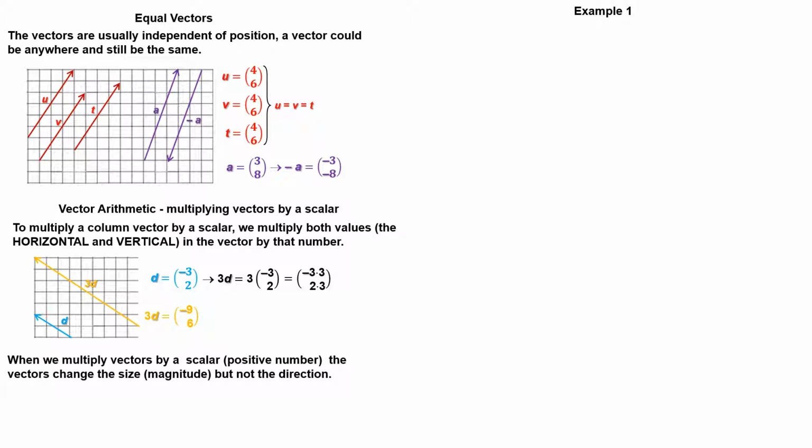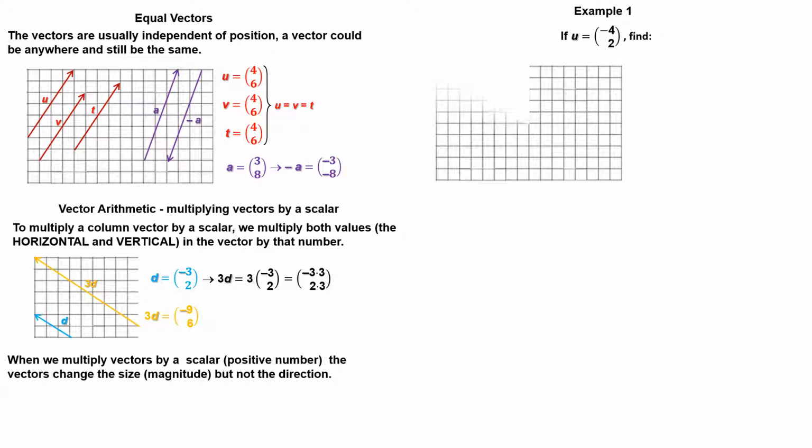Example 1. If u is minus 4 and 2, find 2 times u. To get 2 times u, we must multiply both values by 2. Now, let's make the same.